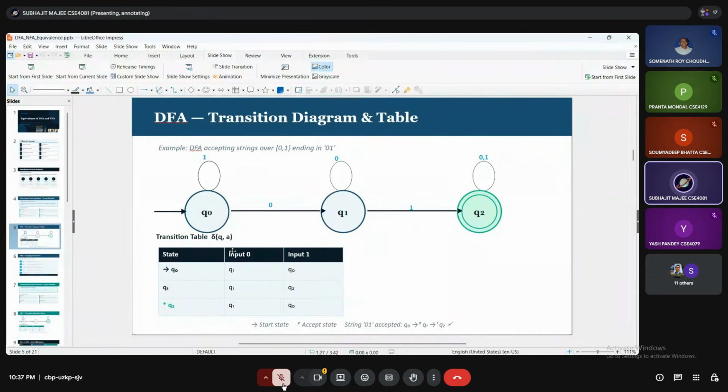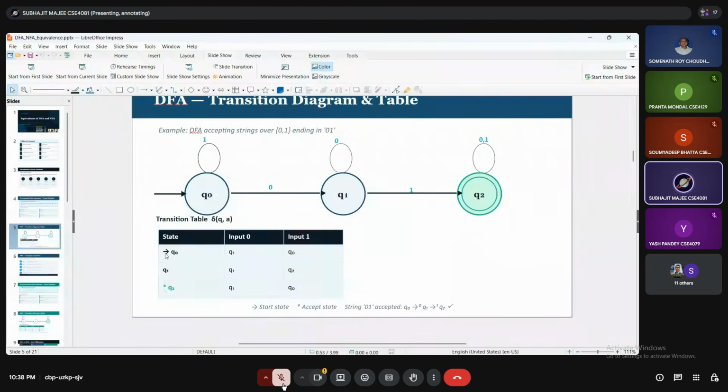When we are putting it into the transition table, we can see Q naught goes to Q1 when inputting 0, and when we are inputting 1, it goes to Q naught itself. Then for Q1, we can see there is 0, which returns to Q1, and for Q2, when we input 0 and 1, it returns to itself. Okay, so we can understand it like this.